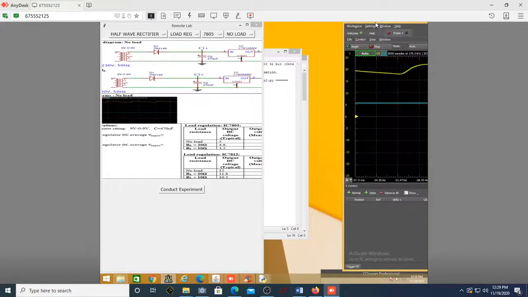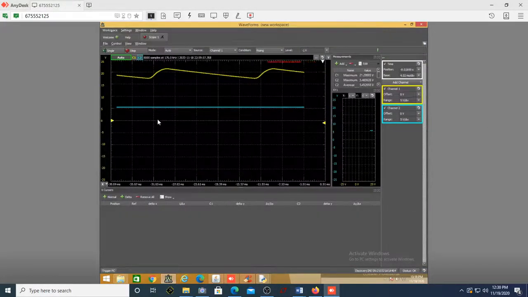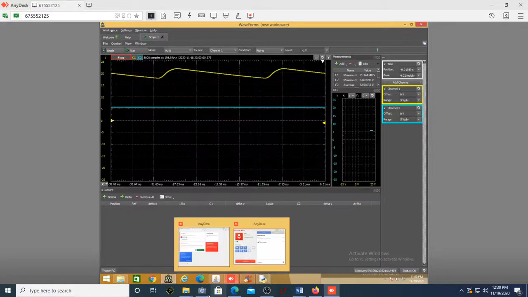Whatever you are seeing now here, the two plots, two waveforms: let me stop this. This is the input voltage that is applied to the regulator. This is the constant output voltage from the regulator. I'll just go back to this.